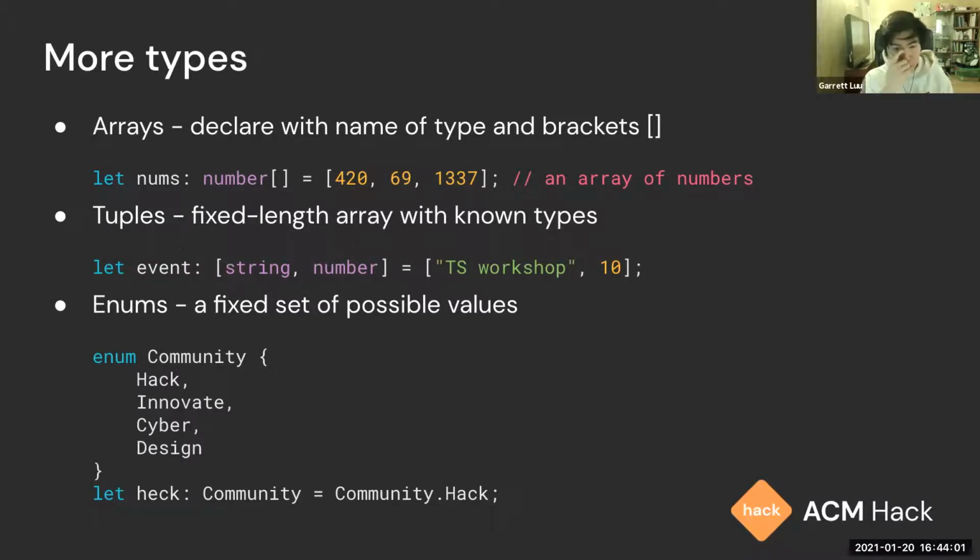Anyway, here's some more advanced types. These are like larger structures within TypeScript. So arrays lets you declare the type and the bracket. So here is let nums colon number and then bracket. So this is specifying an array of numbers, essentially.